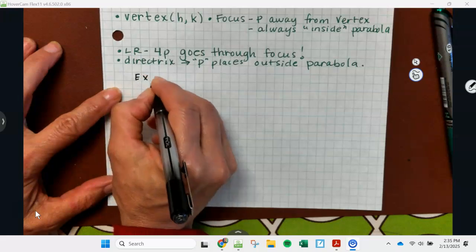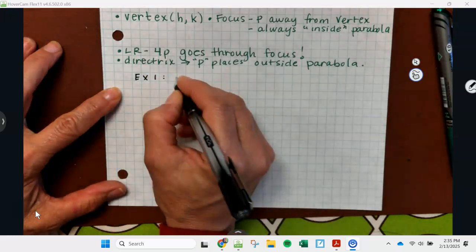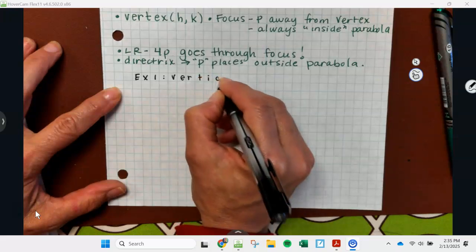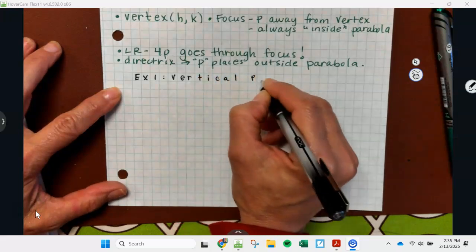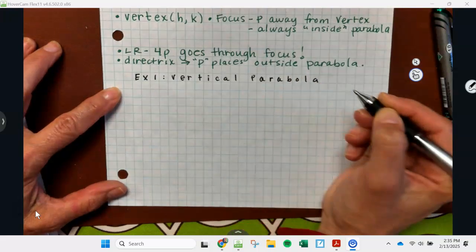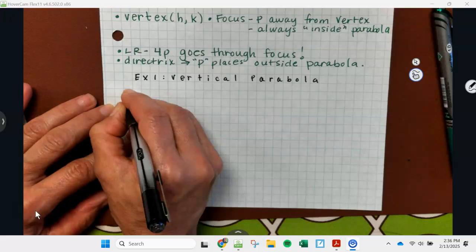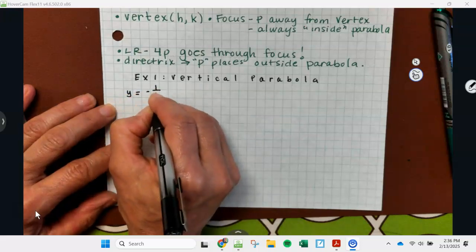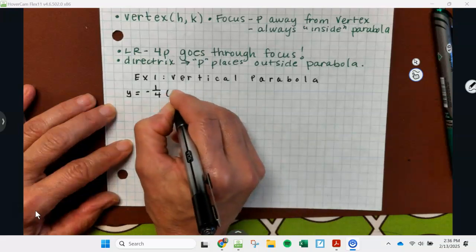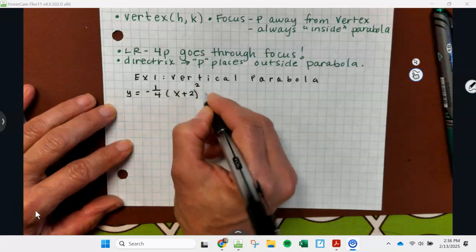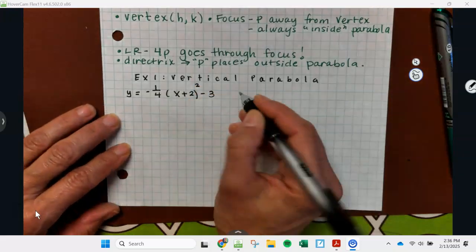All right, here's example 1. I'm going to try to go quickly. If you need to pause at any time, go ahead and pause. We are going to look at a vertical parabola, and you know a vertical parabola is going to be vertical if the x value is squared. So let's write down this equation. We're going to make sure that our x value is squared. So that is a -1/4 outside of (x plus 2) squared minus 3.